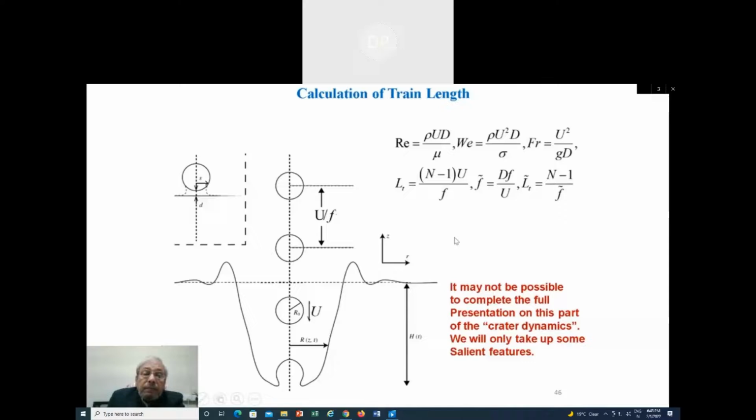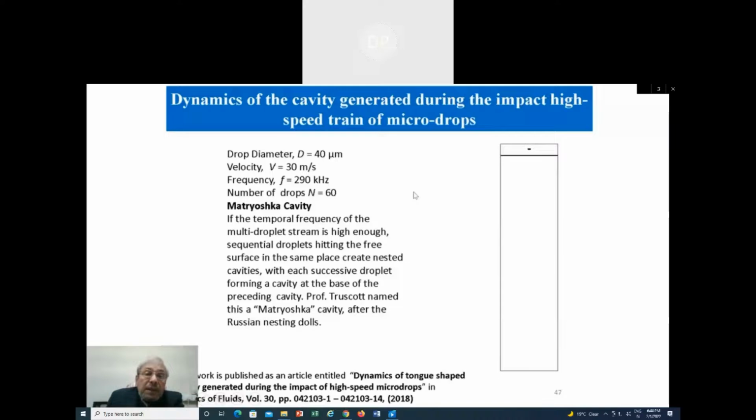It's a very interesting study, but it may not be possible to complete the full presentation on this part of the crater dynamics because of paucity of time. We'll only take up some salient features, very interesting for the young mind. As I mentioned, if the temporal frequency of the multi-droplet stream is high enough, sequential droplets hitting the free surface in the same place create nested cavities, with each successive droplet forming a cavity at the base of the preceding series of nested cavities. So Professor Truscott named this the Matryoshka cavity after the Russian nested dolls.